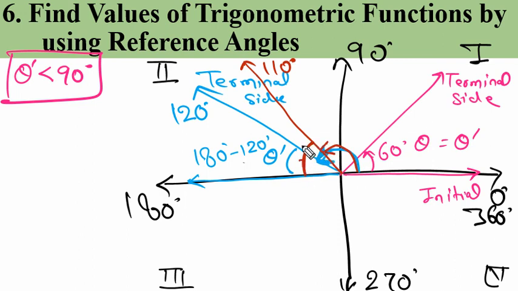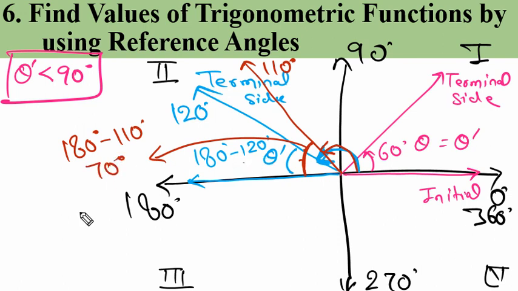And how will you make it? You will make it as 180 minus 110. So the theta prime, in the previous question it was 60, and here it will be 70 degree. So the reference angle is 70 degree. Let me write down for this also, 60 degree. Okay, now what about quadrant third?